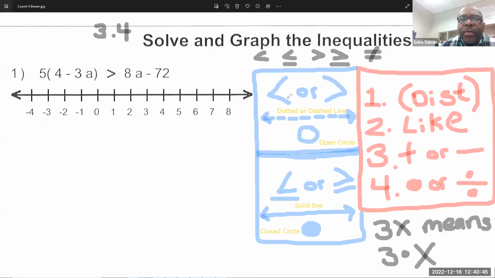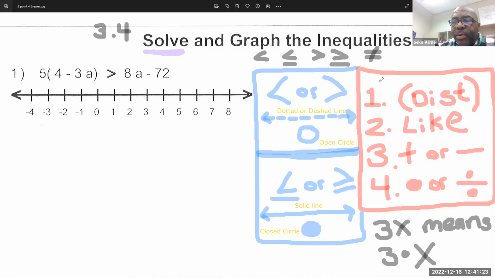So the 4 steps whenever we're solving for an unknown variable are always going to be pretty much the same. These are the 4 steps. The first thing is distribution. Then we're going to combine like terms. Then we're going to undo with addition or subtraction, and then undo with multiplication or division. 4 steps, pretty simple, right?